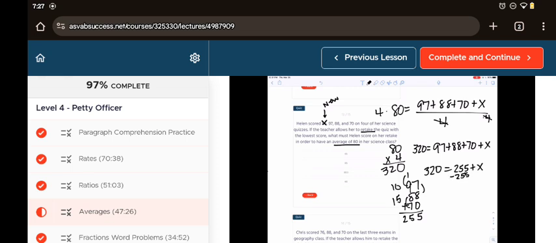So we're going to do minus 255, minus 255. I'm going to borrow. 10 minus 5 is 5. I have to borrow again. 11 minus 5 is 6, and 2 minus 2 is 0. So 65 is x. And there we are.